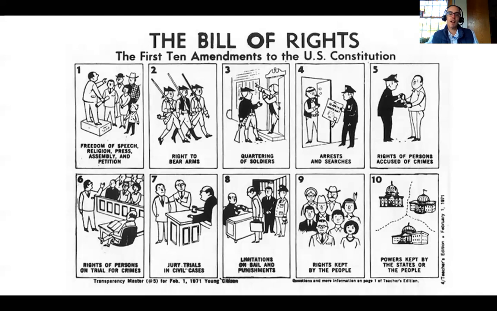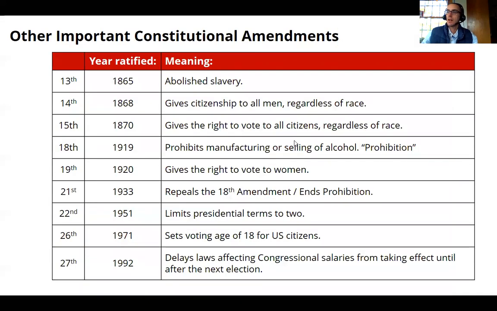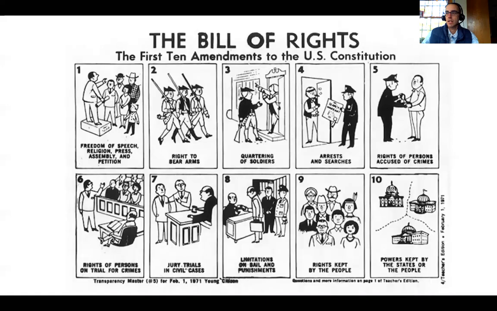It specifies any other rights that people have are kept by the people, and powers that aren't specifically in the Constitution are kept by the states or by the people. That's a little bit kind of different than all the other ones. Okay, so the Bill of Rights were the first 10 amendments to the Constitution. Okay, we'll go ahead and stop there.